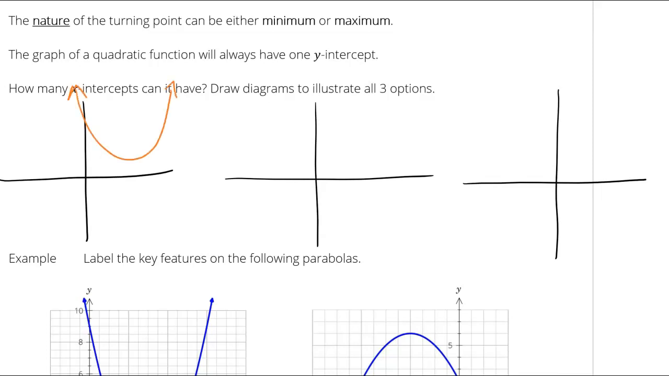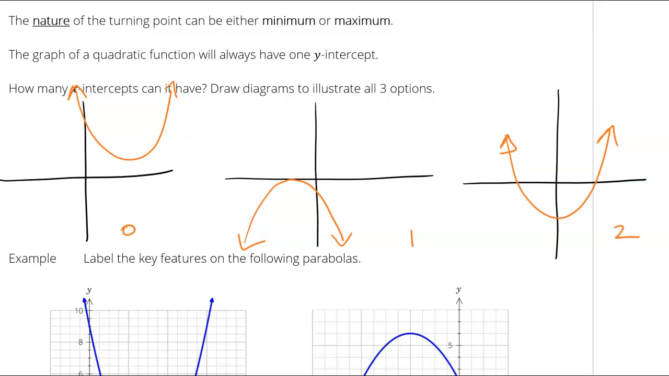Always a y. What did I say? I think I said 0 or none, didn't I? I meant 2. So 0 x-intercepts, 1 x-intercept, 2 x-intercepts. Yeah, just in that little section there. And there's one other thing that we haven't mentioned yet. What is it that we talked about yesterday?